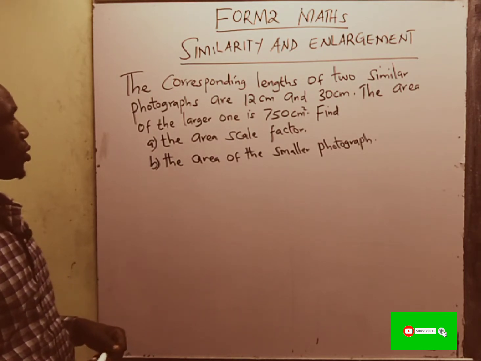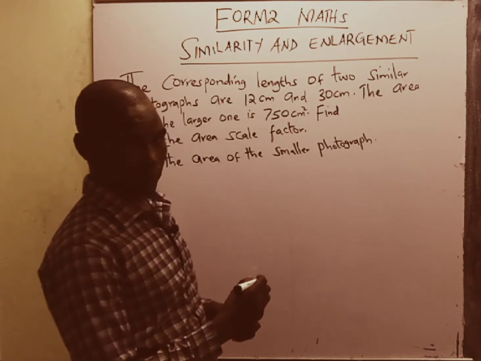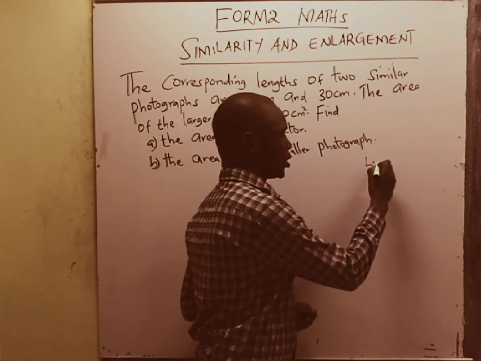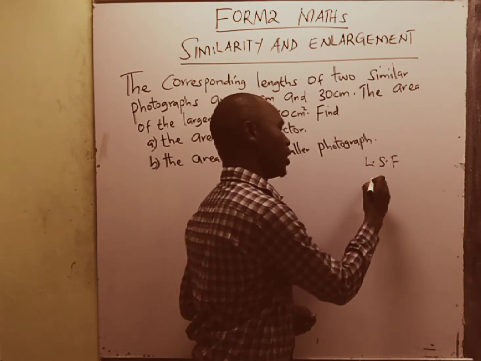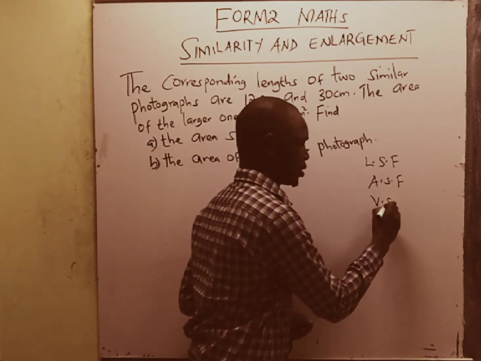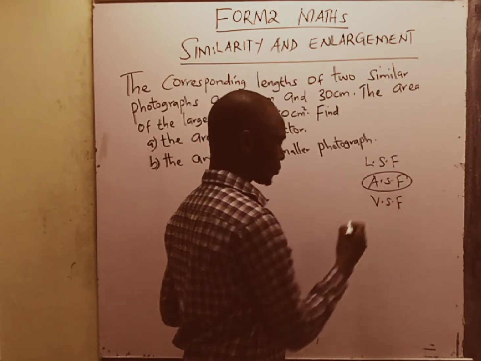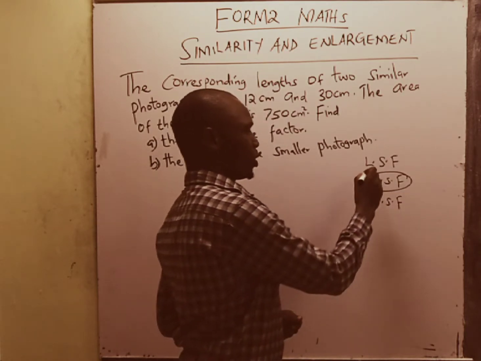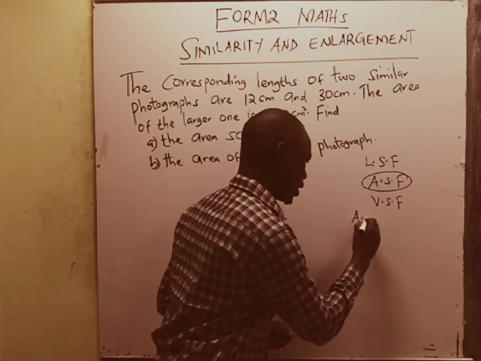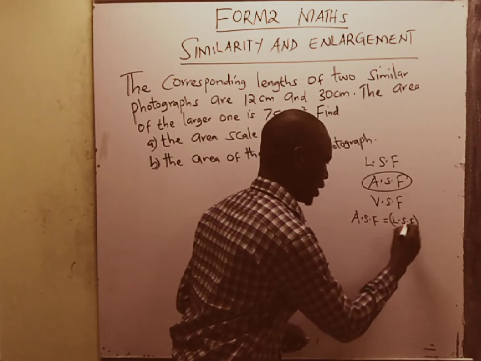But before we go through the question, under similarity and enlargement, you need to know the following: we have what we call the linear scale factor, we have the area scale factor, and lastly we have the volume scale factor. If you want to get the area scale factor, we square the linear scale factor. That is, area scale factor will be equal to linear scale factor squared.